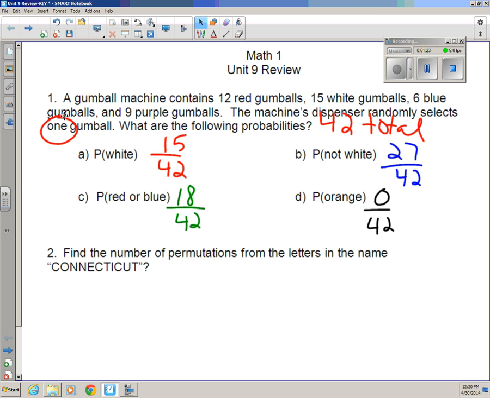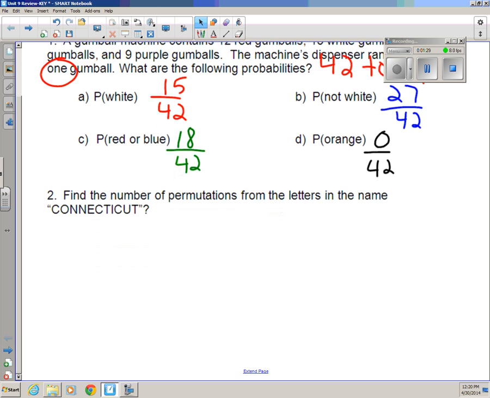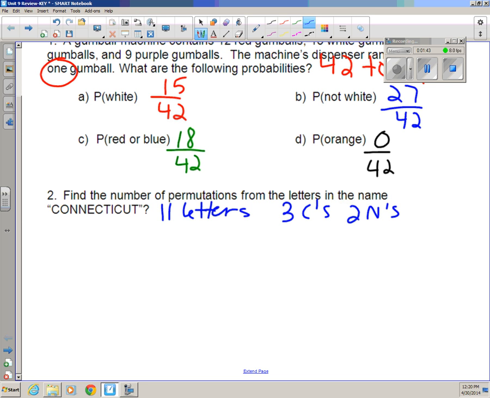Find the number of permutations from the letters in the name Connecticut. Well, here's the idea: we need to find out if there is any repetition in the letters and how many letters exist. As you count up the letters of Connecticut, it turns out that there are 11 letters, of which there are 3 C's, 2 N's, and 2 T's.